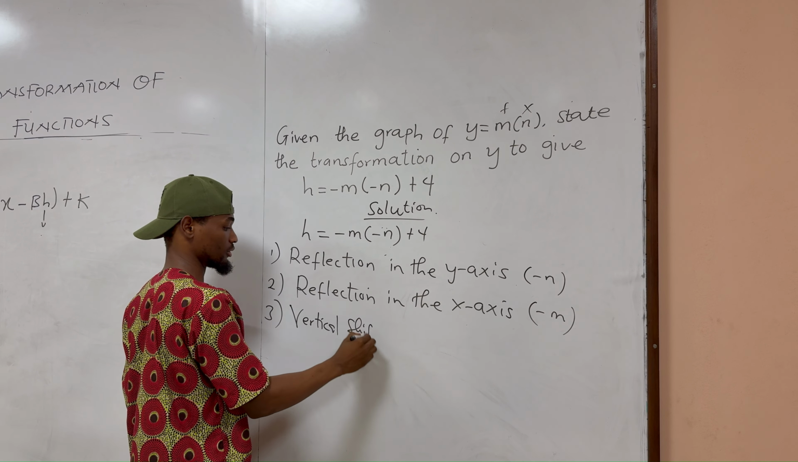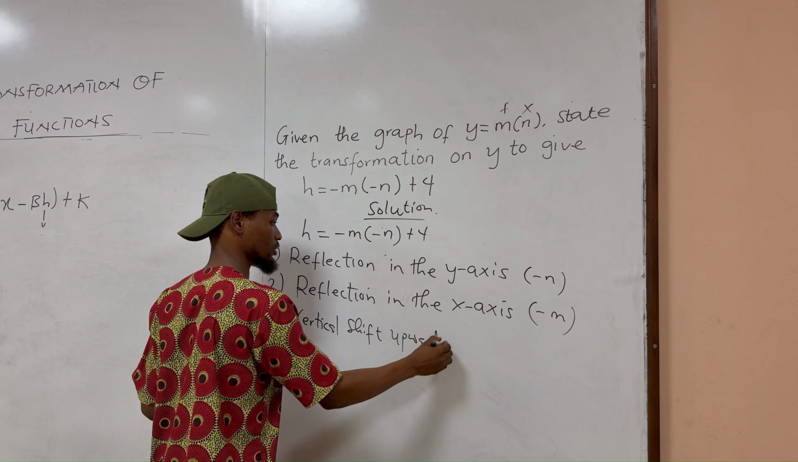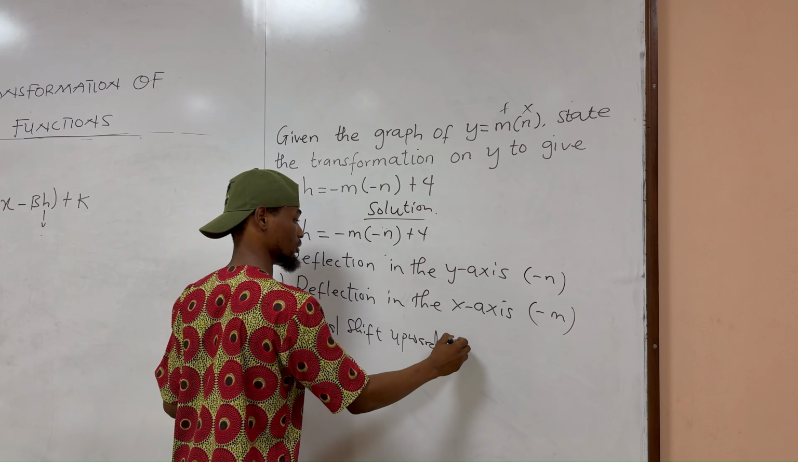So vertical shift, or upwards by 4 units. As simple as that. Vertical shift upwards by 4 units. All right. Now we have situations where we are going to blend horizontal and vertical shift, and that becomes very, very cumbersome. It becomes very difficult, and that's where students at large find problems.